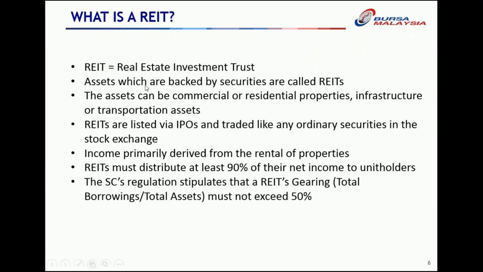What is a REIT? REIT is a real estate investment trust. Now, these are assets which are backed by securities. The assets can be commercial or residential properties, infrastructure, or transportation assets. So in most of the REITs listed in Bursa, most of them are landed properties. But in some other markets, REITs are very diversified.